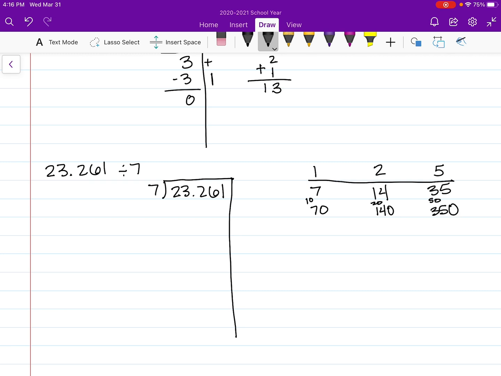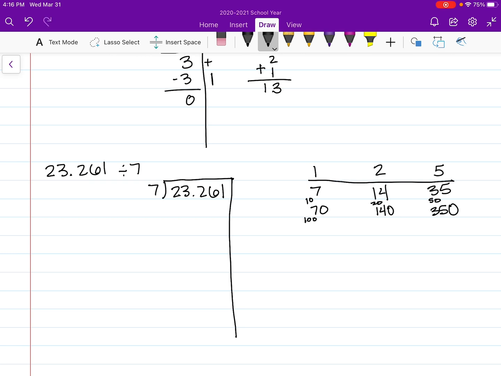I'm going to go another line because I'm going to get as close to 23,000 as possible. Remember, I'm ignoring the decimal over here, so I could just cross it out. I'm just ignoring that decimal for now. So I'm going to look at it as 23,000. I need to get as close to that as possible.